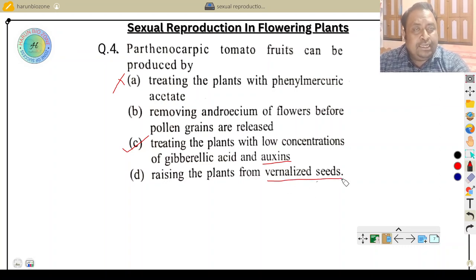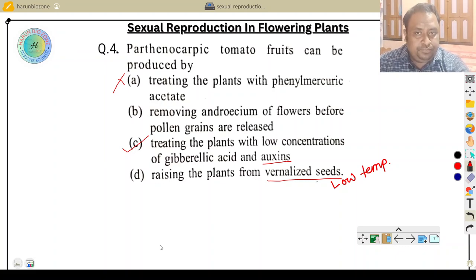What is vernalized seed? Vernalized means here the seed germinates in low temperature conditions, with the help of the hormone vernalin. This vernalin hormone, at low temperature or winter condition, helps to germinate the seed, because during winter it accumulates water and loosens the seed, so the seed can easily germinate. So low temperature is required. So here the right answer is C, treating the plants with low concentration of gibberellic acid. Gibberellic acid is spread at the time of anthesis, auxin after anthesis. Right answer is C.